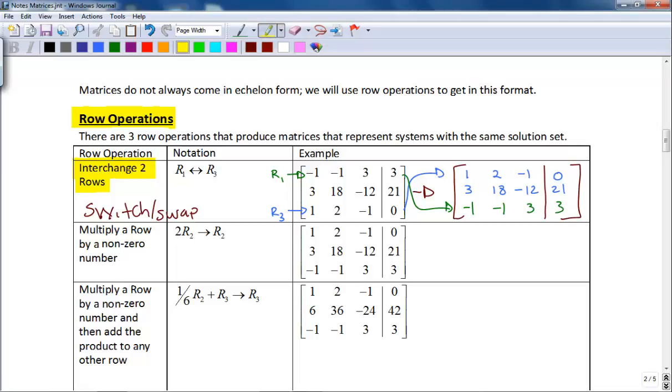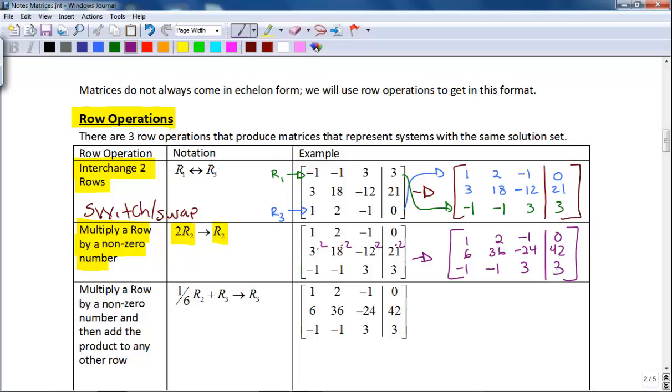A second row operation is that you can multiply a row by a non-zero number. For example, if I'm multiplying row 2 by 2, and it's going to become my new row 2, well, what I would do there is keep row 1 the same, because all I'm changing is row 2, but I'm going to multiply each one of these elements by 2. So I end up with 6, 36, -24, and 42. Row 3 stays the same because I didn't say I was going to do anything to row 3. So again, first row operation, you can interchange or swap two rows. Second row operation, you can multiply a row by a non-zero number.